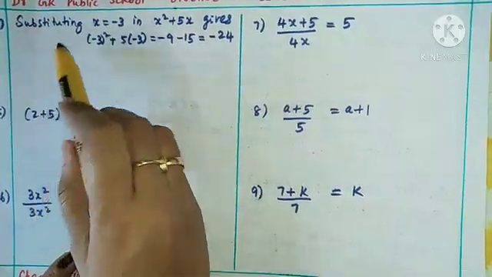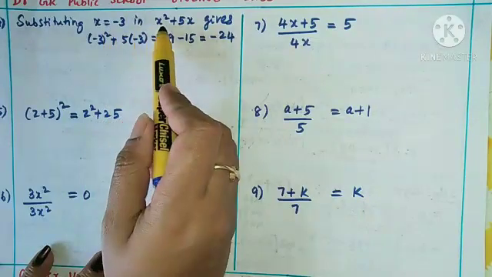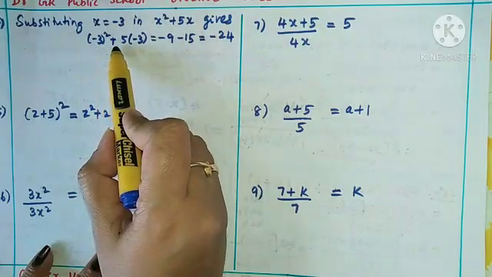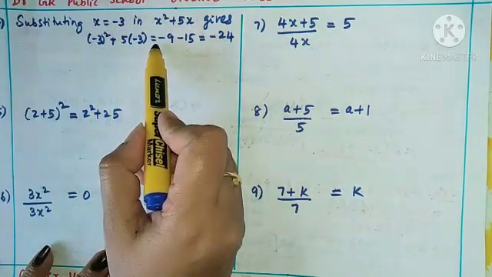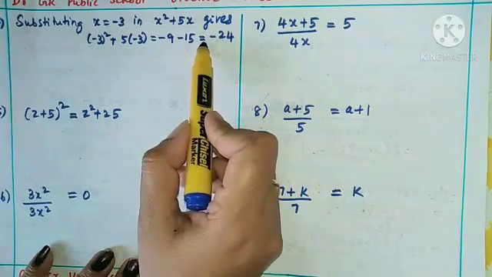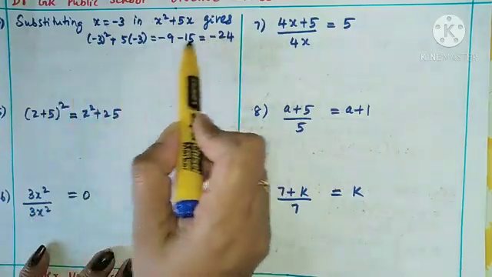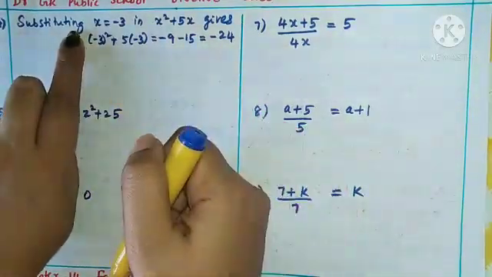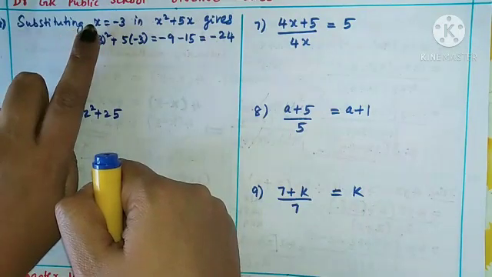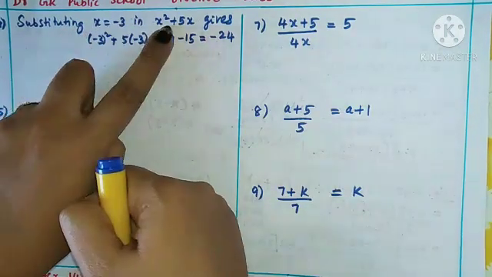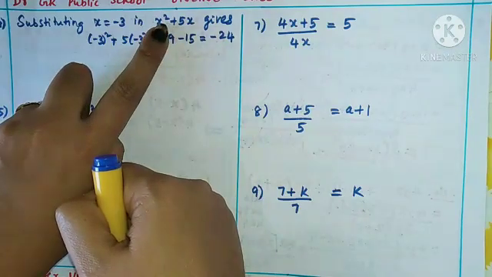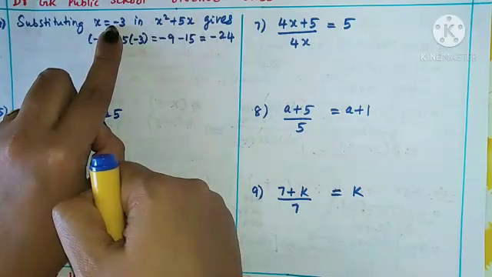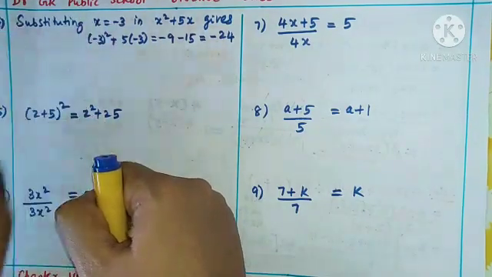What is given? Substituting x = −3 in x² + 5x gives (−3)² + 5 into −3, that is equal to −9 − 15, which is equal to −24. So we can check whether this is correct or not. What do you mean by substituting? You want to put the value of x equal to −3 in this algebraic expression. So x² + 5x is our question. In the place of x, you want to put the value −3. That is the meaning of substitution.